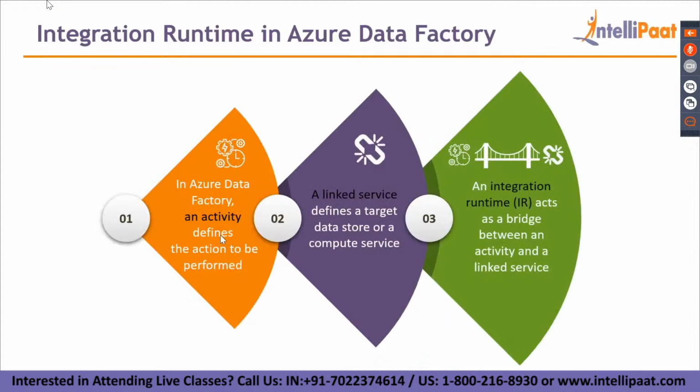In Azure Data Factory, an activity defines the action to be performed. These are the terminologies that we use inside Data Factory. If you hear the term activity, this means the action that you want to perform in your Data Factory pipeline. A linked service defines a target data store or a compute service, meaning that this is the place where you define your connectivity and all the other related information. An integration runtime, or IR, acts as a bridge between an activity and linked service. So this is the managed infrastructure.